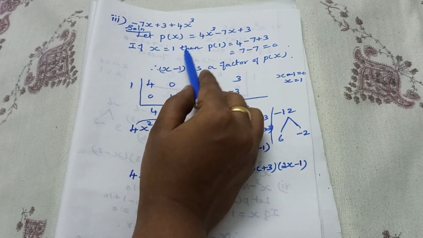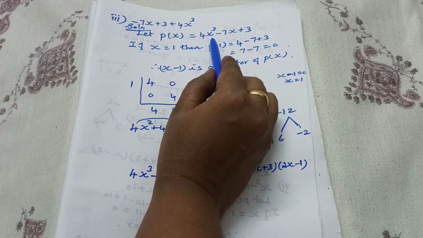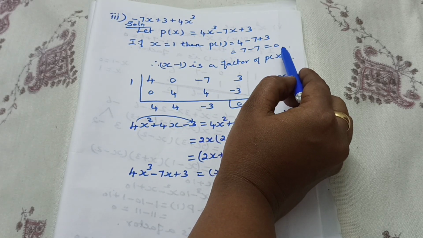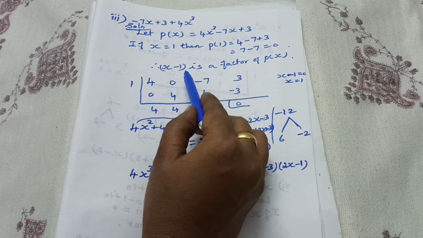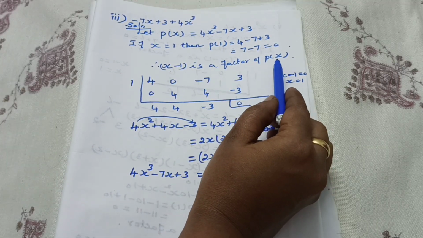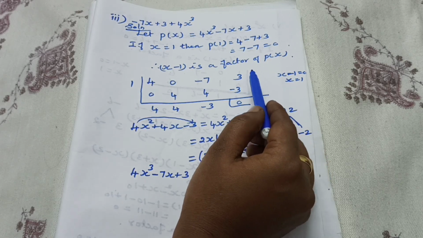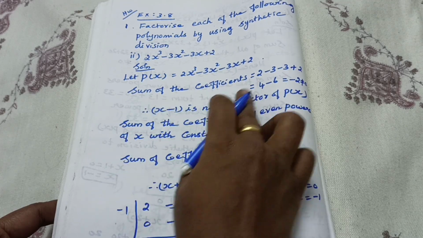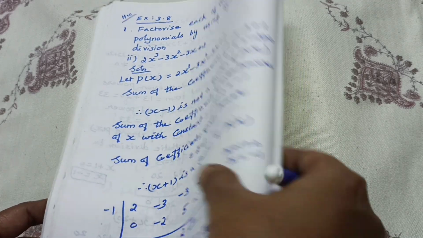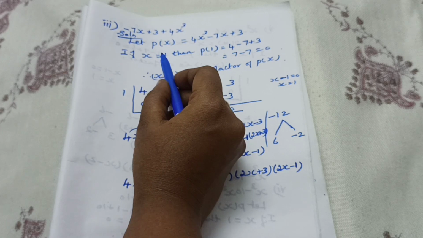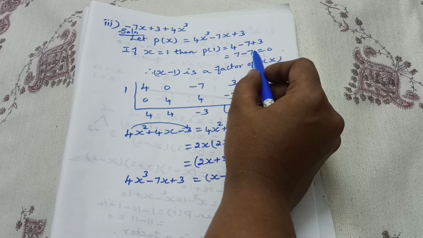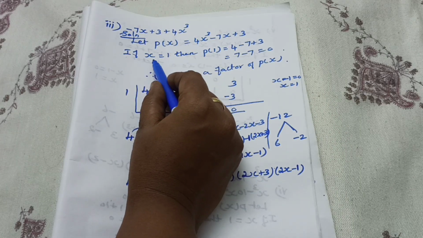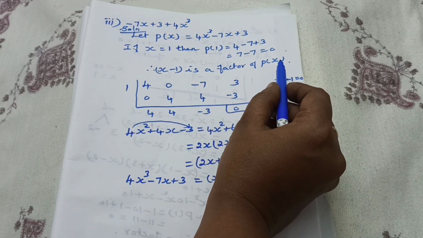Okay. If x equal to 1, substitute x equal to 1, then if we get 0, then which is the factor? X minus 1 is the factor of p of x. Okay, this method also we can follow. Have you understood? Otherwise the earlier method, the sum of the coefficients, this method also you can follow. Then otherwise first substitute 1. If 1 substituted gives 0, then which is the factor? X minus 1 is the factor of p of x.